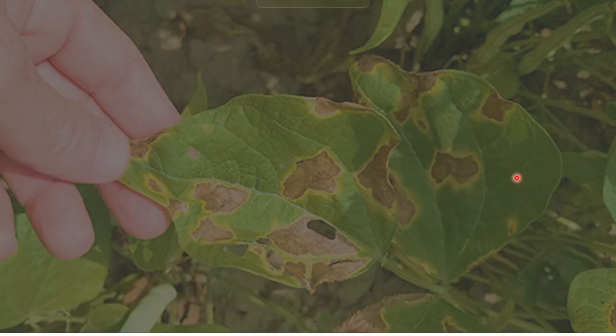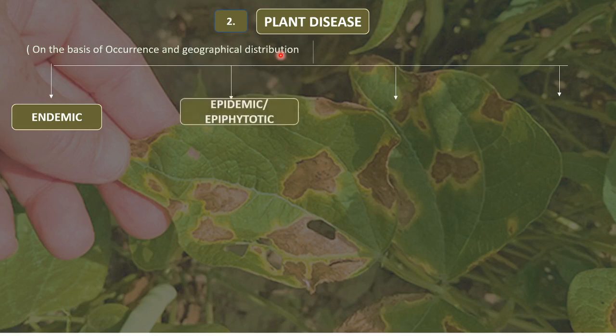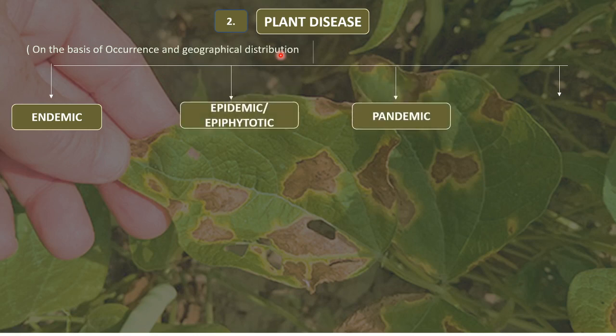Now we move towards another type of classification, which is based on the occurrence and geographical distribution. So let us have a look at what these types are. That is, endemic, second is epidemic or epiphytotic, pandemic, or sporadic, right? So this is on the basis of geographical distribution, that is, in which areas the disease will happen, what kind of area, or how much area it will infect. Based on that, plant disease is classified here.